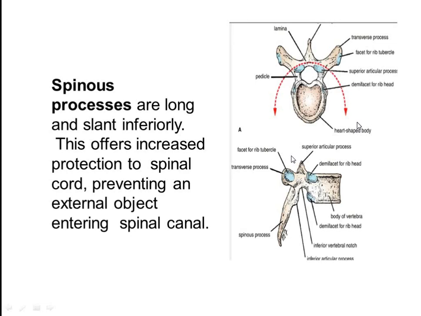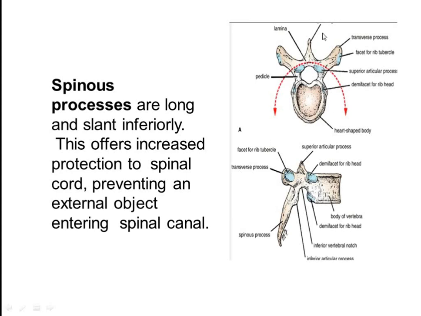The spine. This is again the lateral view of the vertebra. The spines of the vertebra are long and slant inferiorly. This vertically slanting spinous process of the thoracic vertebra provides increased protection to the spinal canal and thereby the spinal cord, because underneath over here lies the spinal canal in which the spinal cord is located. So this long vertical spinous process protects it.